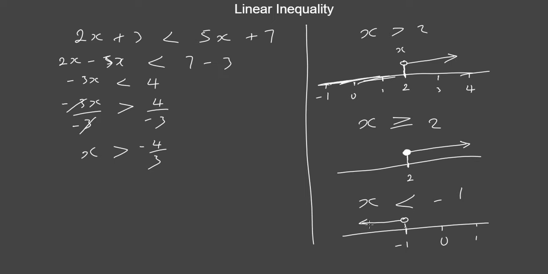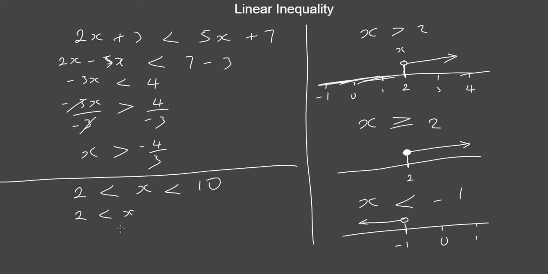So let's take a look at another example. If you have something like 2 less than x less than 10, what does this mean? You can break it out this way: 2 less than x and x less than 10. That's basically what this expression means. So there are two parts, like two inequalities in one, right? So how do you represent this on a number line?